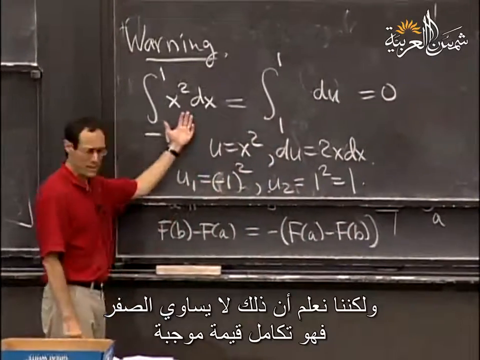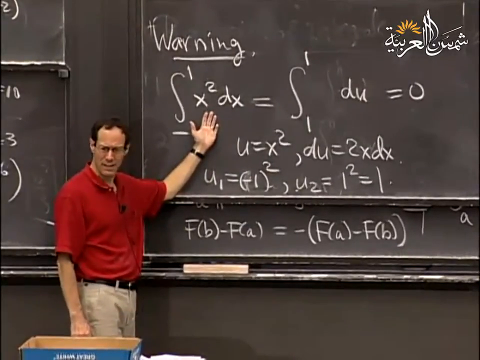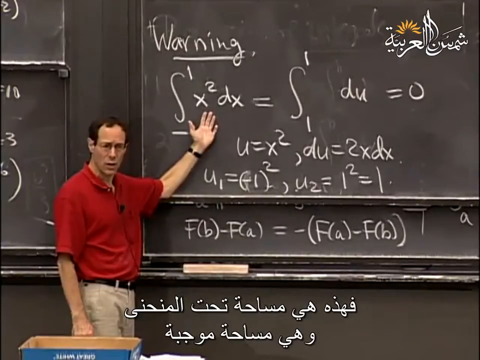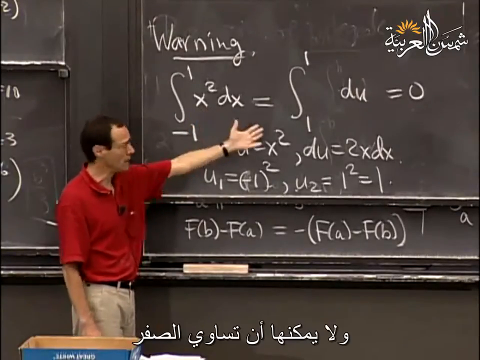But we know this is not 0. This is the integral of a positive quantity. It's the area under a curve. It's going to be a positive area. So this is a positive quantity. It can't be 0.